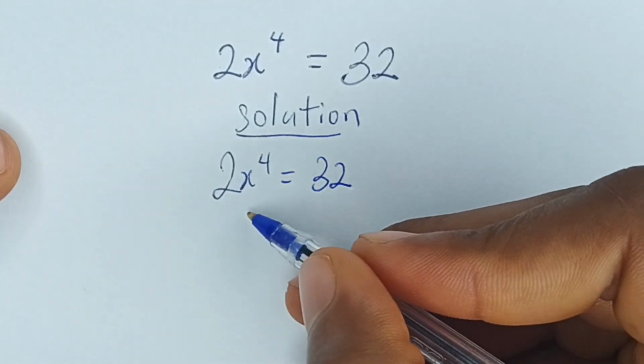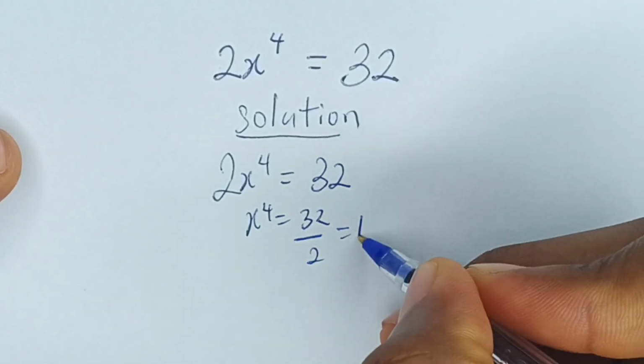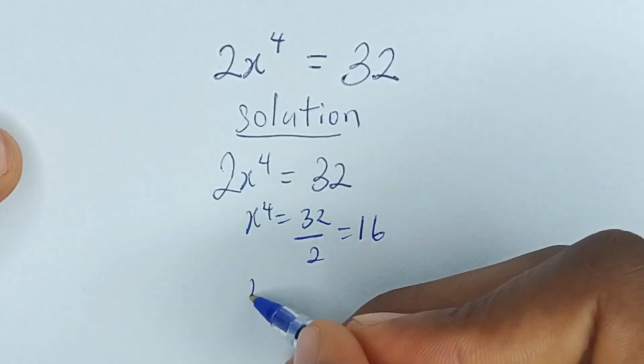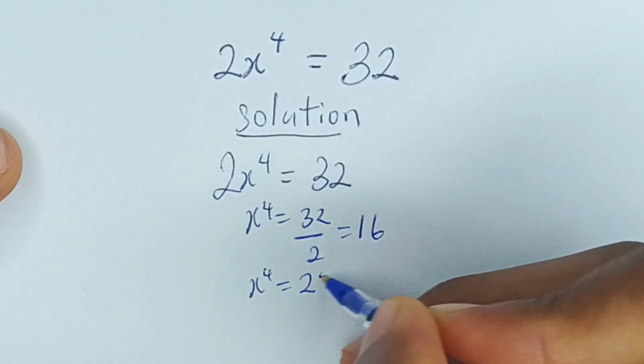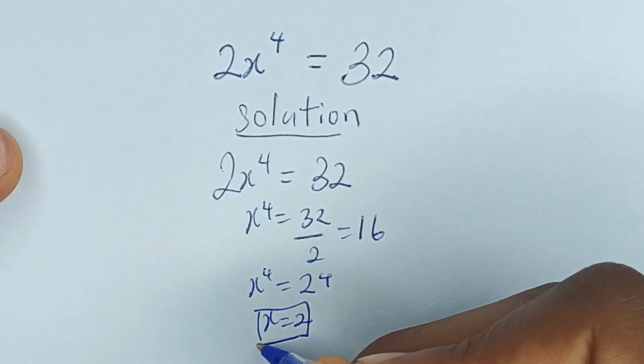So from assumption, we can say that x raised to the power 4 is equal to 32 over 2, which is equal to 16. Hence, x raised to the power 4 is equal to 2 raised to the power 4. Therefore, x is equal to 2. And this is just one of the answers.